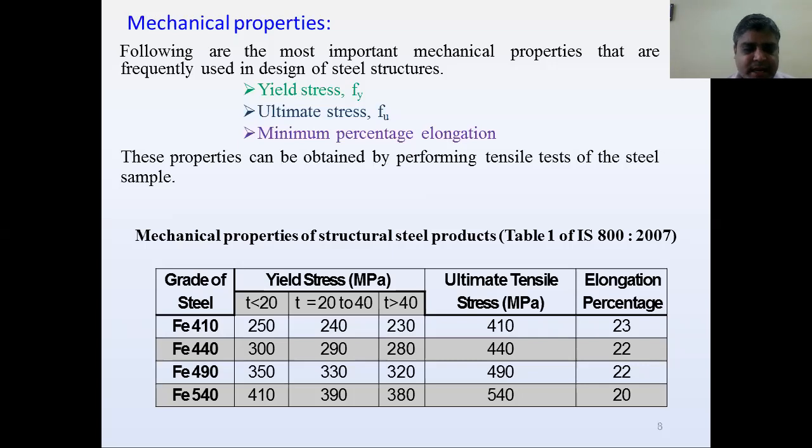The last is Fe 540. Yield stress when T is less than 20, 410. T is equal to 20 to 40, 390. T is greater than 40, 380. And corresponding ultimate tensile stress 540 and elongation percentage is 20.